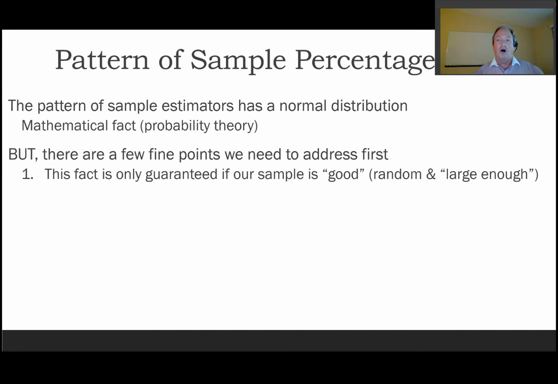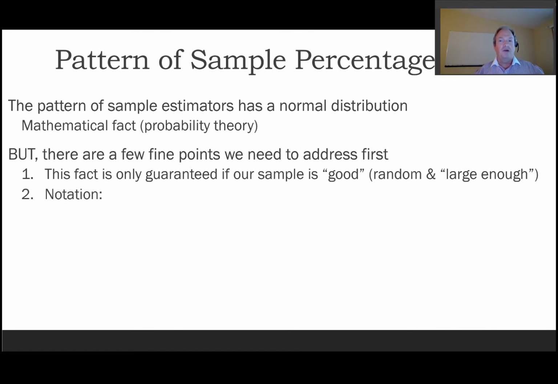The first is that all of this is only guaranteed if our sample is good. And you remember what a good sample was. It was a sample that was chosen randomly, or if it wasn't chosen randomly, it was at least representative of the population, right? There was no obvious bias going on there. And it was large enough. And so we're going to see now that there are actually specific conditions that define what large enough means, and when we can start to use sample percentages to say something about the population percentage.